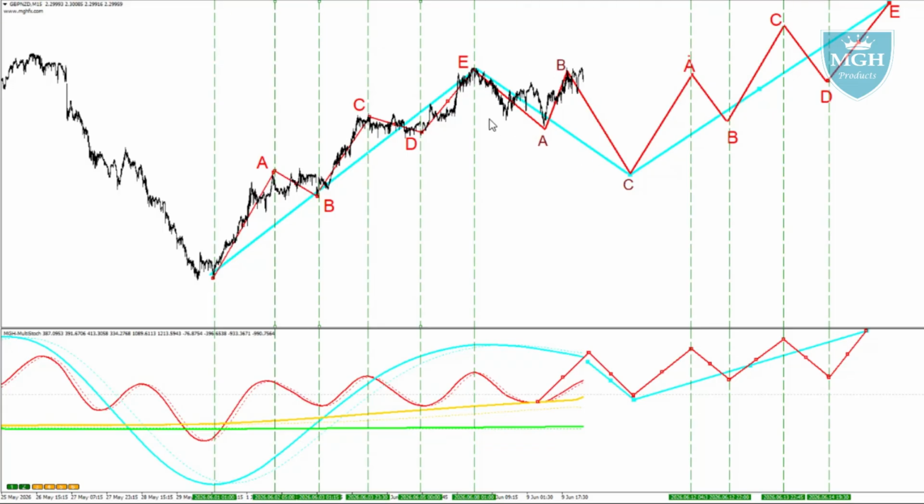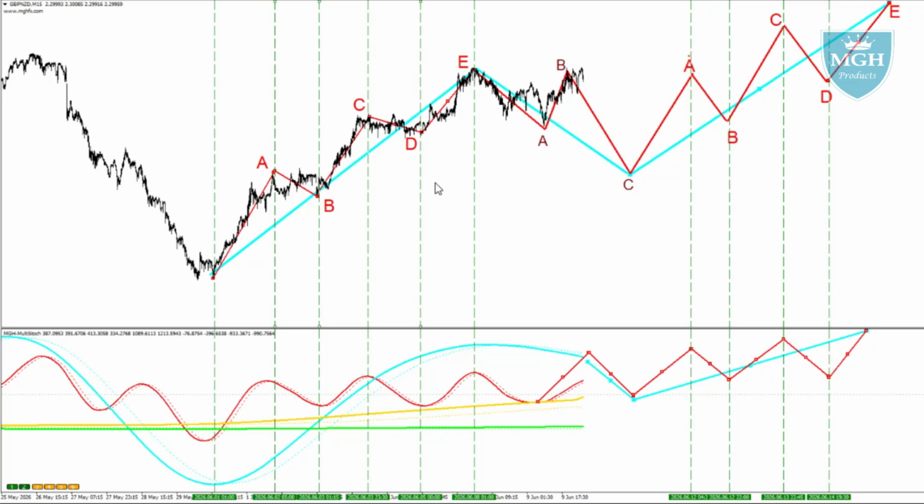A corrective wave on H1 is usually built from 3 swings on M15. A, B, C. The minimum is just 1 wave. So the market is like waves inside waves. Every move on a higher time frame is built from smaller moves on a lower time frame.